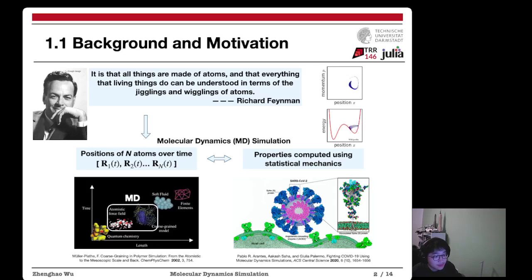As the famous physicist Richard Feynman said in the 1950s, all things are made of atoms, and everything that living things do can be understood in terms of jigglings and wigglings of atoms. Indeed, in MD simulations, the positions or trajectories of atoms are sampled over time. At the same time, statistical mechanics is frequently employed to calculate properties of a bunch of atoms from the modeled system. Generally, the MD simulation is becoming an increasingly important research tool on the molecular scale, empowered by the drastically increasing computing power.